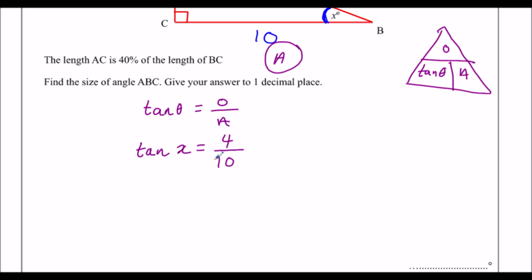To get tan away from X, we do shift tan. So shift tan, 4/10. So type it in the calculator, and we should get out 21.8 degrees to one decimal place.